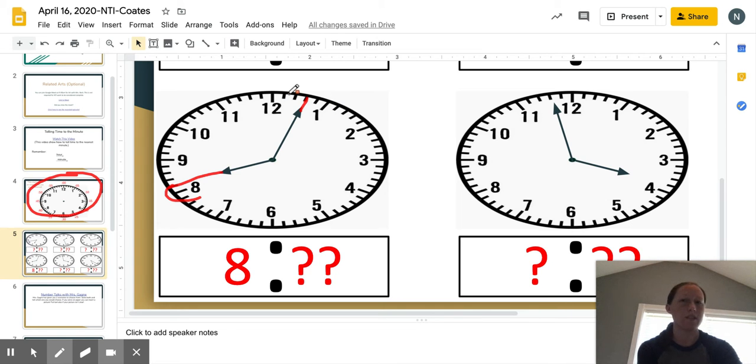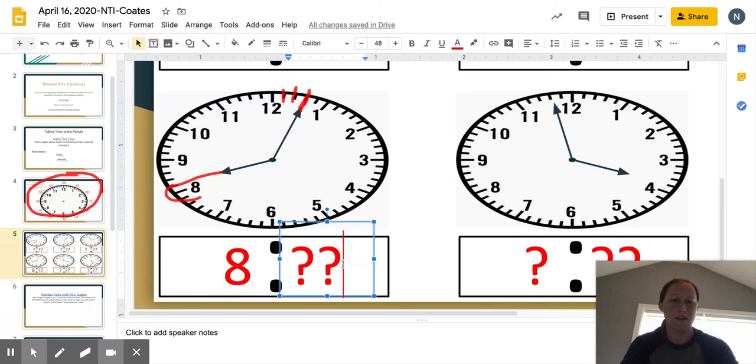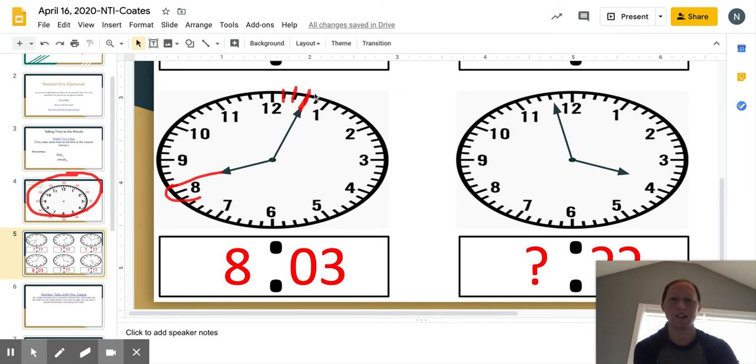So I have to count the individual tick marks. So I'm going to go 01, 02, 03. Mine's pointing to 03. So it is 8:03. That is what time this clock says, 8:03. And we're able to tell that by looking at the hour hand, the short hand, and the minute hand.